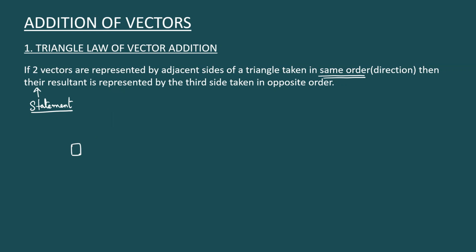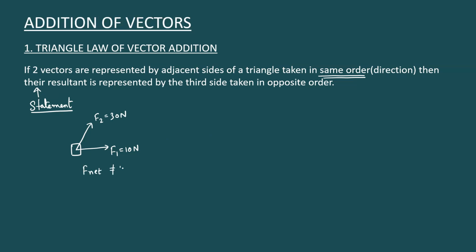Let us say we have a body. On this body, one person is trying to pull it with a force of say 10 Newton, and another person is trying to pull it in this direction with a force of say 30 Newton. What is the net force?